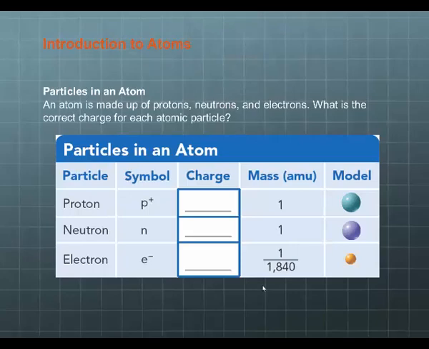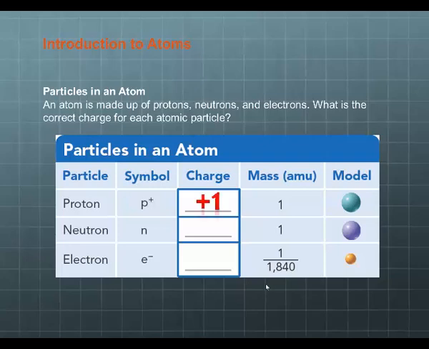Particles in an atom. An atom is made up of protons, neutrons, and electrons. So using this chart, what is the correct charge for each atomic particle? So a proton, its symbol is p+. It has a mass of 1 AMU. Its overall charge is +1.